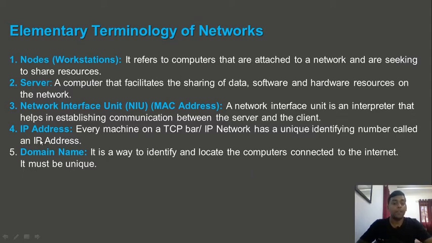Then IP address, internet protocol address. Every machine on a TCP/IP network has a unique identifying number called IP address. It's like a home address. We have our home address just for referring uniquely to us, to our family members or anyone. Just like this, any machine connected to a network will have a unique number. That number is called IP address, internet protocol address.